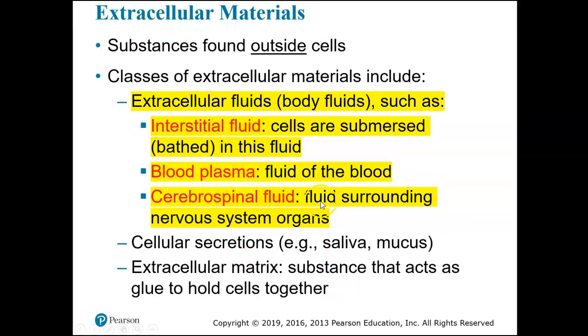So we divide the fluids inside and outside the cell. If it is a fluid that's found outside the cell, we call it extracellular fluid, ECF. Extracellular fluid is also known as body fluids. The fluid that surrounds all of our cells is called interstitial fluid or tissue fluid. The fluid that surrounds our red blood cells and white blood cells is called plasma. And then fluid that surrounds our nervous system, brain and spinal cord, is called CSF or cerebrospinal fluid.